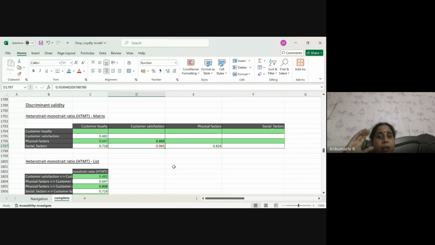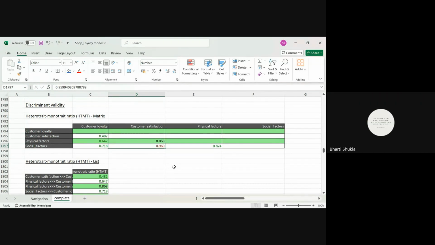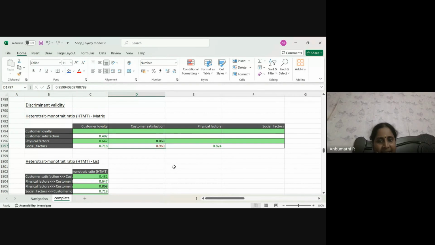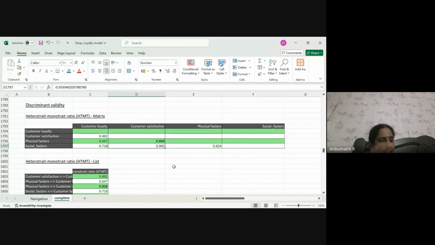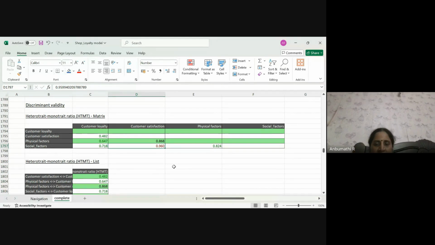So it is better we remove that SF2 and run the model again and see whether all of this gets improved. Yes? Do we have any cutoff value for HTMT also? Yes, we do have a cutoff value, like you should have 0.65 to 0.85. It is actually inter-construct correlation.